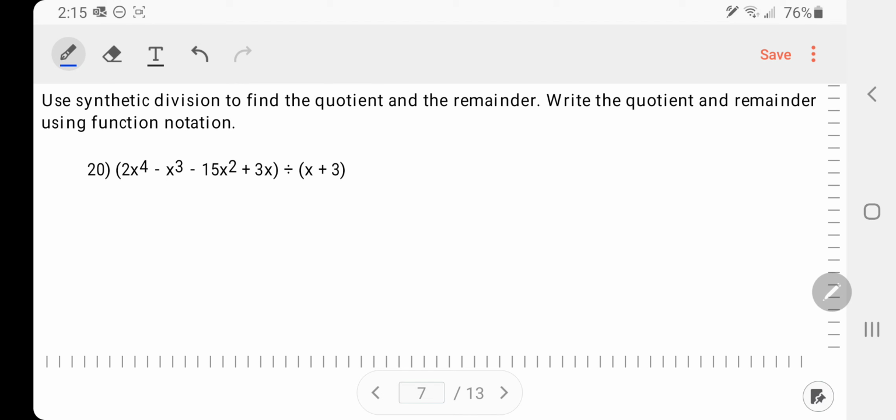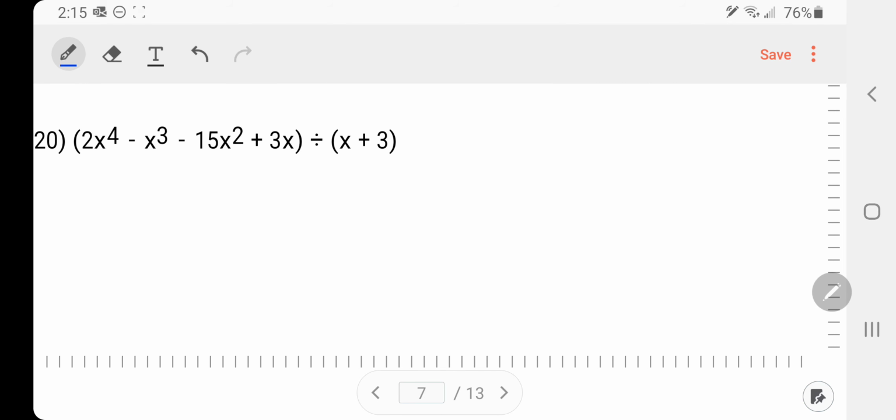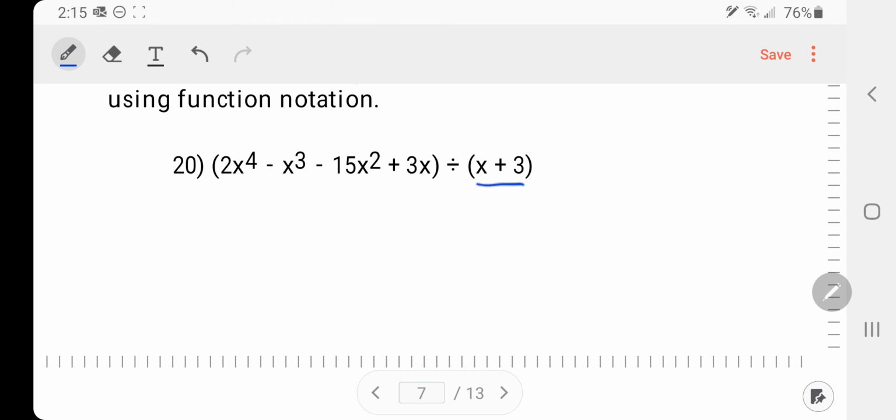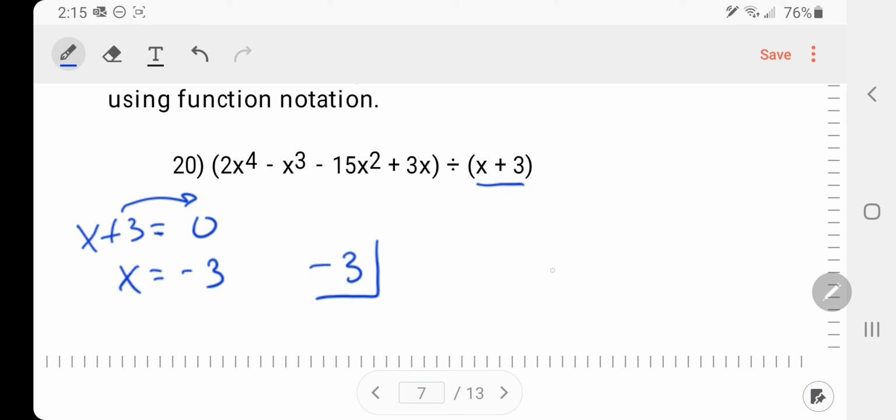Use synthetic division to find the quotient and the remainder. All right, so when you're going to do synthetic division, the first thing that you want to do is take the divisor, set it equal to 0, and solve, okay? So x plus 3, set it equal to 0, and solve. X equals negative 3. Now the negative 3 goes in a box, and out to the side of that box go the coefficients of the dividend, making sure that every power of the variable is represented, okay?